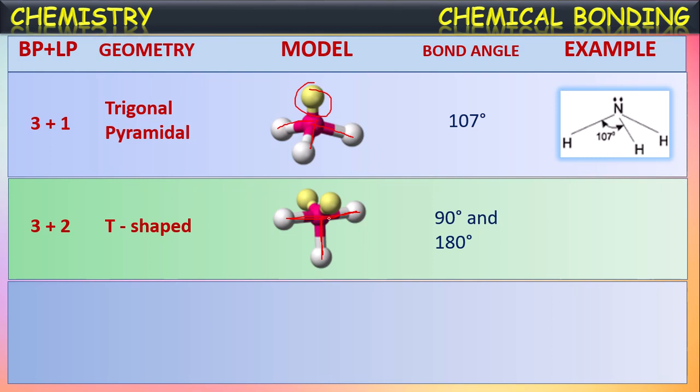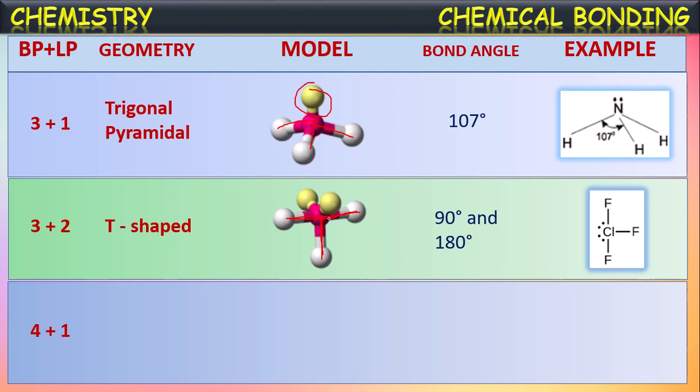An example of a molecule with this kind of shape, that is T-shaped geometry, is chlorine trifluoride, ClF3. If you observe, the central atom chlorine has three bond pairs and two lone pairs. So it acquires T-shaped geometry.